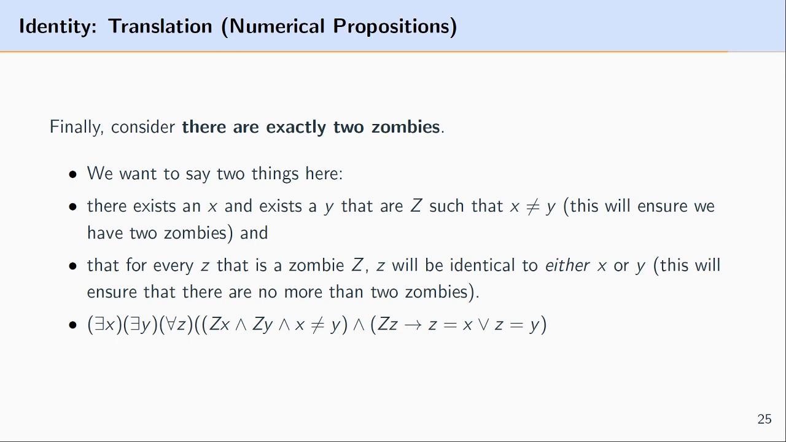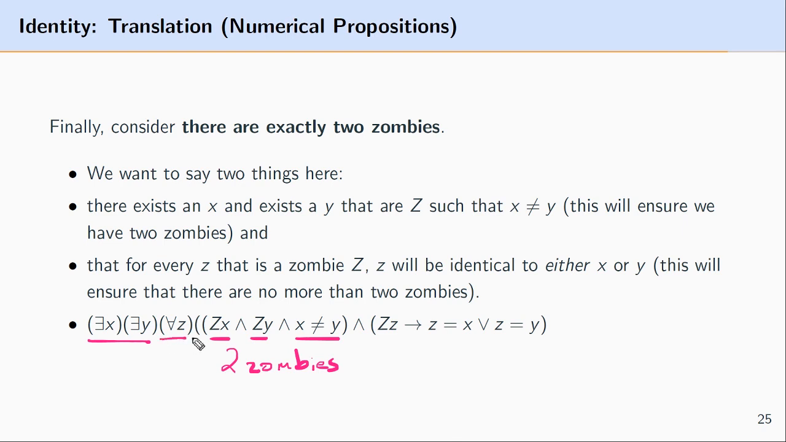We can write this out as follows. The first thing we'll want to say is there exists an X and there exists a Y, such that X is a zombie, Y is a zombie, and these two things are not identical to each other. This will ensure that there's at least two zombies. So we have this on our table.